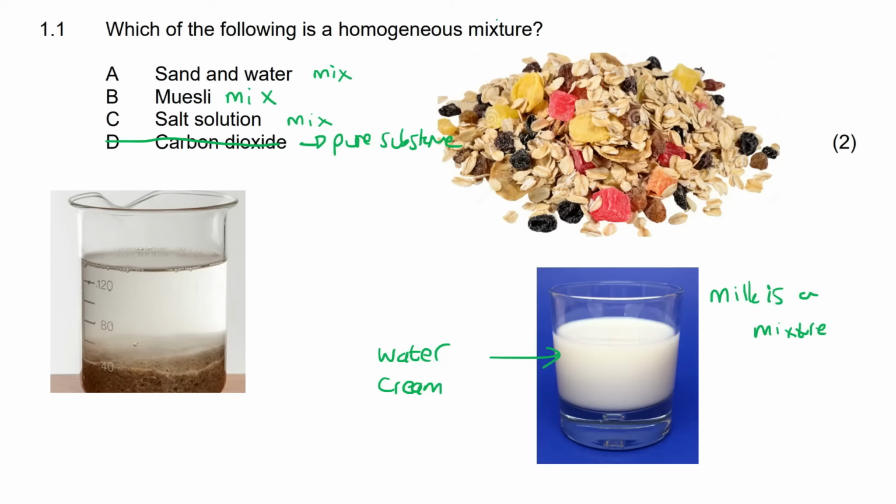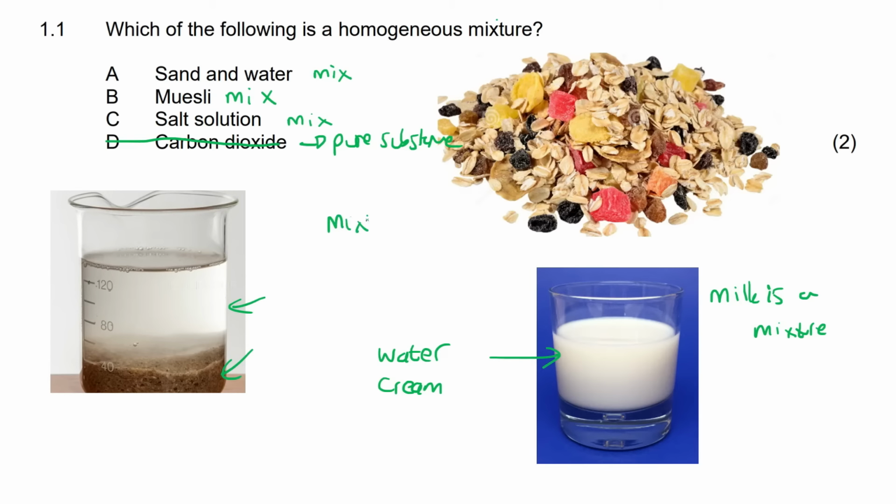It's not just one kind of thing. There's different things in there, okay? And this is also a mixture because there is sand and water. And then muesli is also a mixture because it's got raisins, oats. So there's different things, okay? So all of these pictures on the screen right now are mixtures, okay? Now, we need to talk about there's two different types of mixtures.